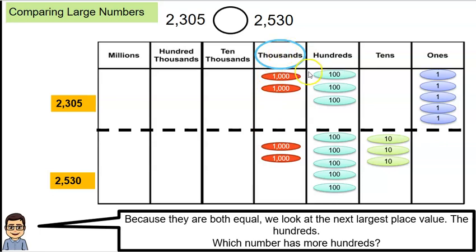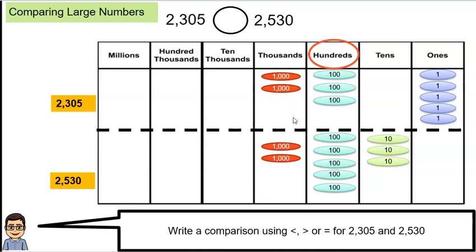So now we're going to move to the hundreds. Which number has more hundreds? Hopefully you're able to figure out which number has more hundreds. I want you to write a comparison using less than, greater than, or equal to for 2,305 and 2,530. And we're back, so I hope that you were able to say 2,305 is less than 2,530, or 2,530 is greater than 2,305.